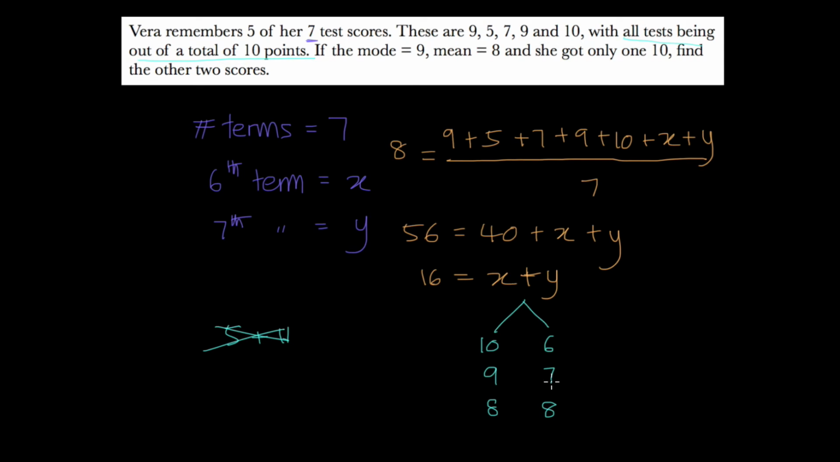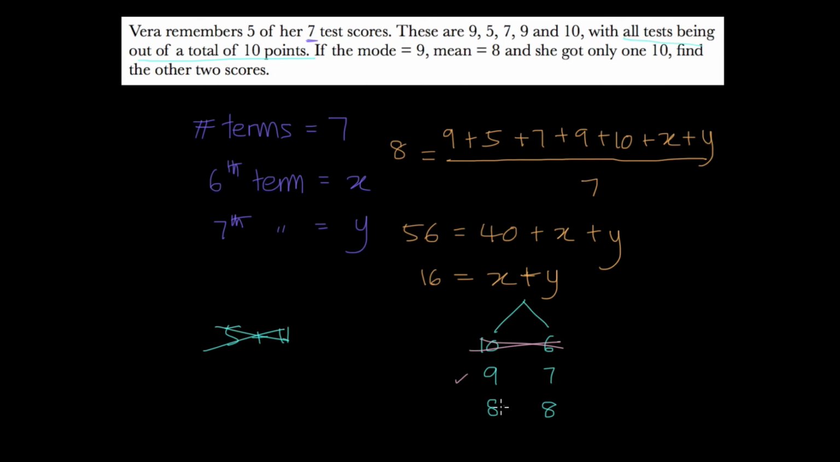So let's examine each one and see which one would best fit all the requirements. The first one, 10 and 6: it says she got only 1 10 in all of the 7 tests, and we already have a 10 here, so this wouldn't be a possibility. We can't have another 10, so this cancels out. 9 and 7: it says that the mode is 9, so this would fit that. Yeah, so this seems okay.